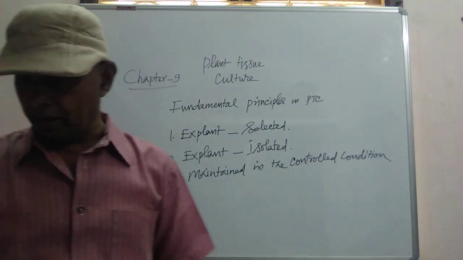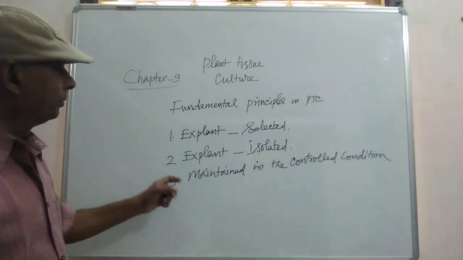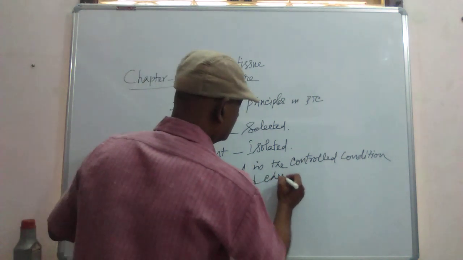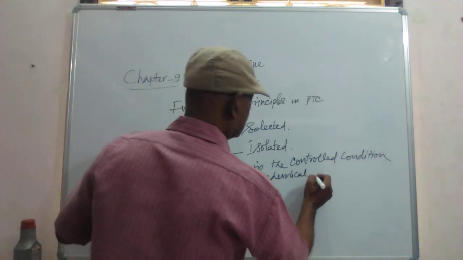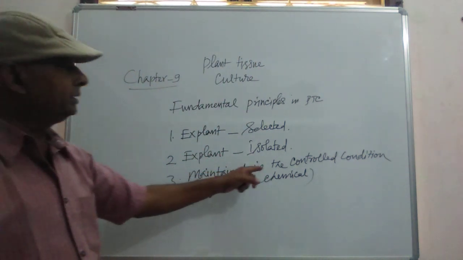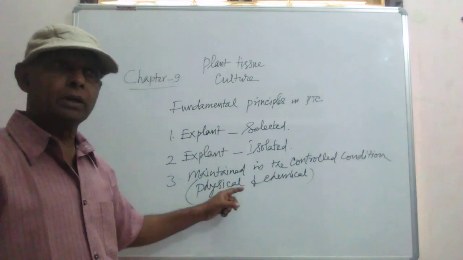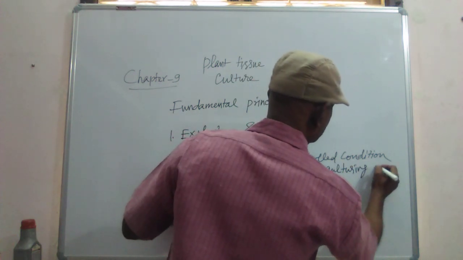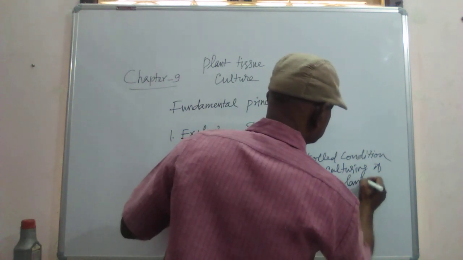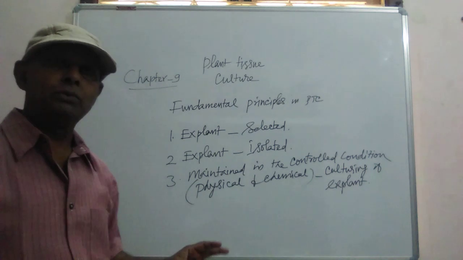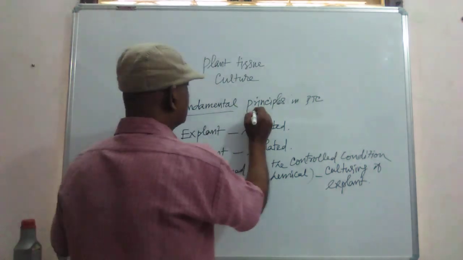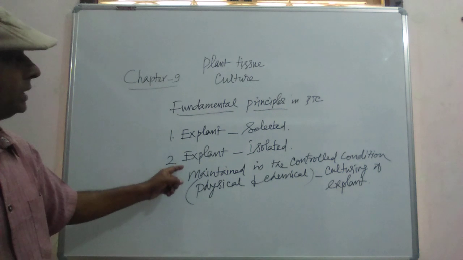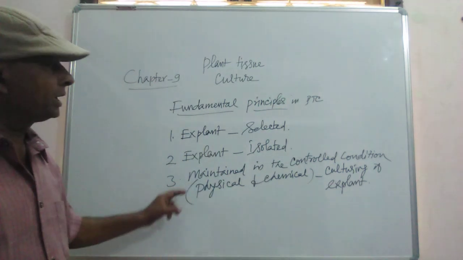The explant is maintained in the controlled condition, that means the physical condition or chemical condition, in order to culture. So this is the culturing of the explant. So these are the 3 fundamental principles followed in plant tissue culture. One is explant selection, second is explant isolation, third is explant culturing.